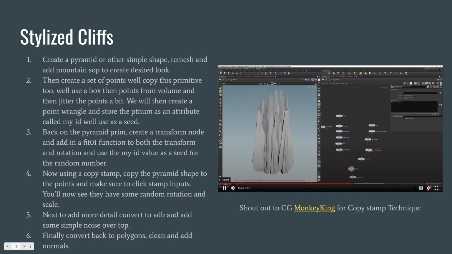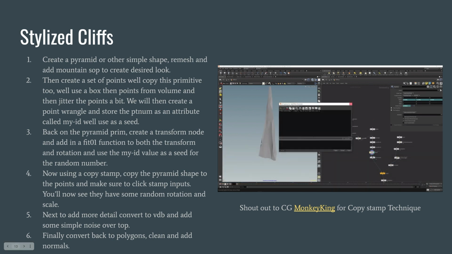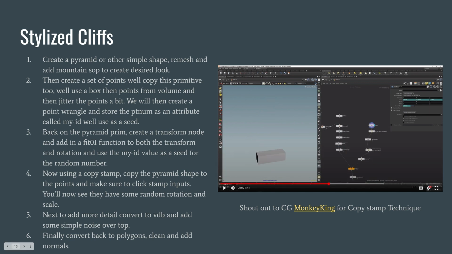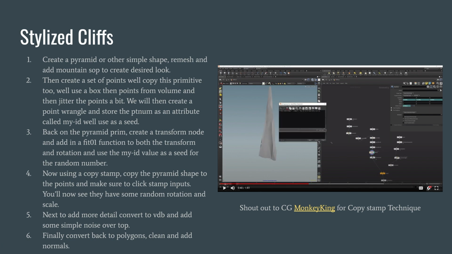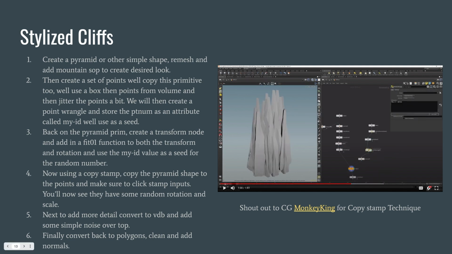The idea is to use this copy stamp to get some random rotation and random scale to copy all these pieces back to. So we have a transform right before we pipe into the copy stamp that has a basic fit operation with a range on it. We're using that myID as a seed, and we randomize the scale and rotation, and we copy it back till we get something like this.